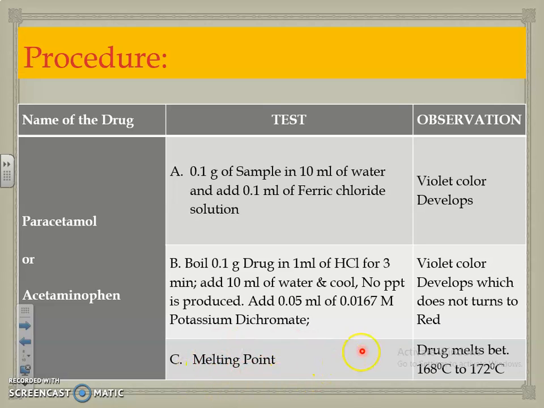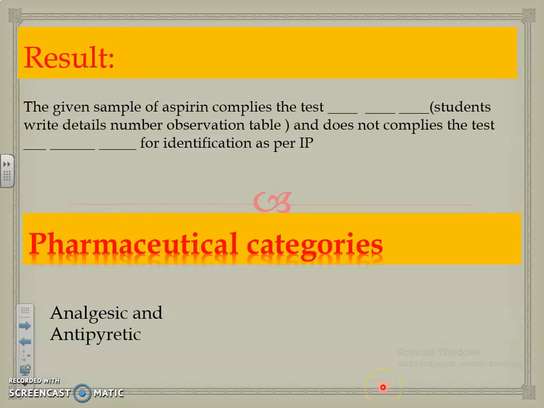Then we also determine the melting point. Paracetamol will melt between 168 to 172 degrees Celsius. This is the melting point range that we have to determine and match with the official range. Then we write the result, stating which of these tests A, B, C comply or do not comply.